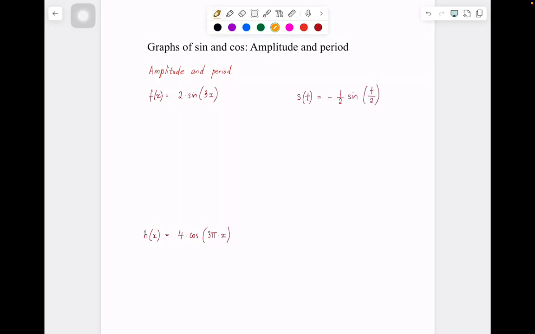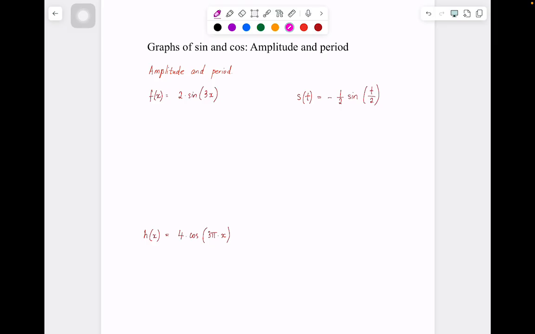In this video, we'll be looking at the graphs of sine and cos with a focus on amplitude and period. In these examples here, the amplitude and period are not the conventional 1 for the amplitude and 1 for the period, or 1 for the n value. So we'll look here and investigate each case and what the default graphs will look like.